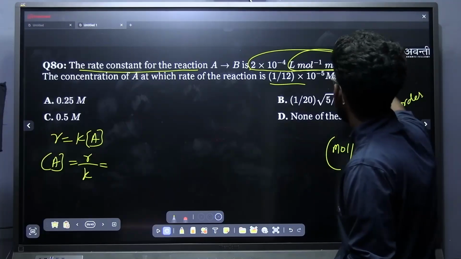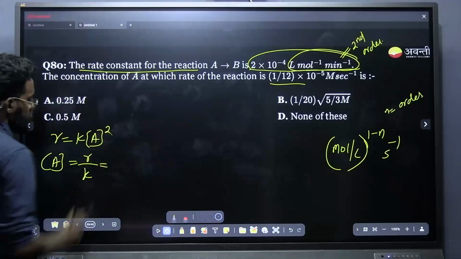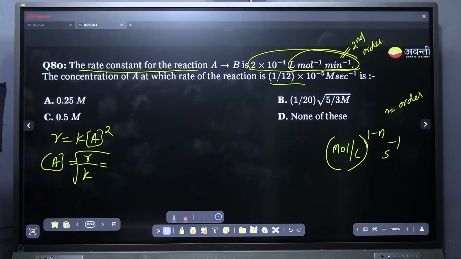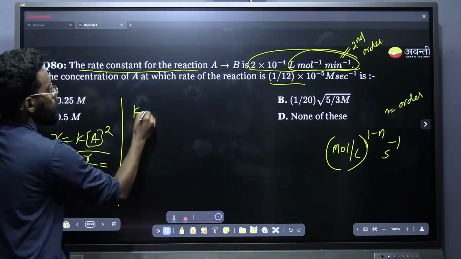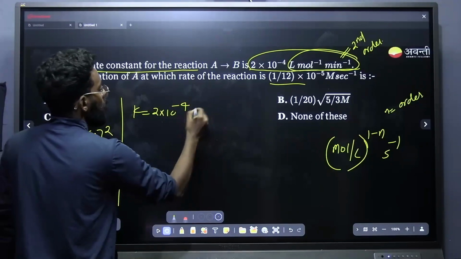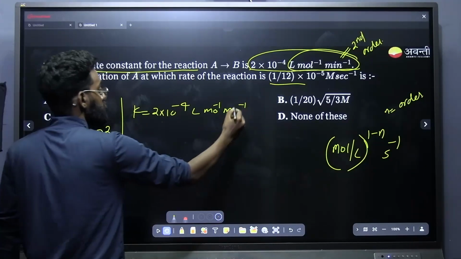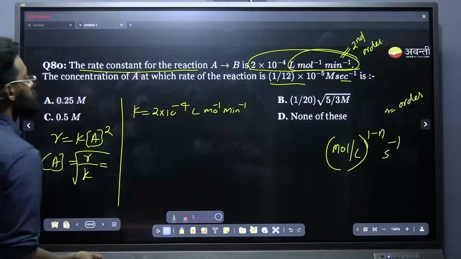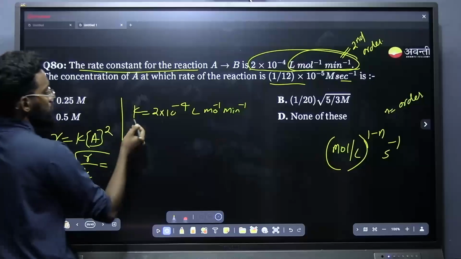Now from this we understood that it is second order, so R is equal to K into A square. So A will be equal to root of R by K. Now what is the K value? The K value is 2 into 10 to the power minus 4 liter mole inverse minute inverse. Here it is minute inverse, but we should convert it to second inverse because the rate of the reaction is given in second inverse.